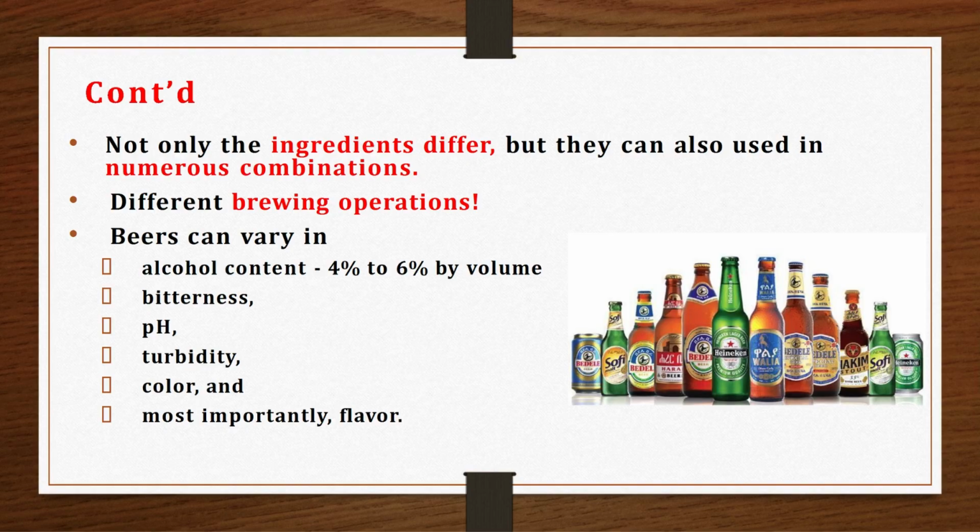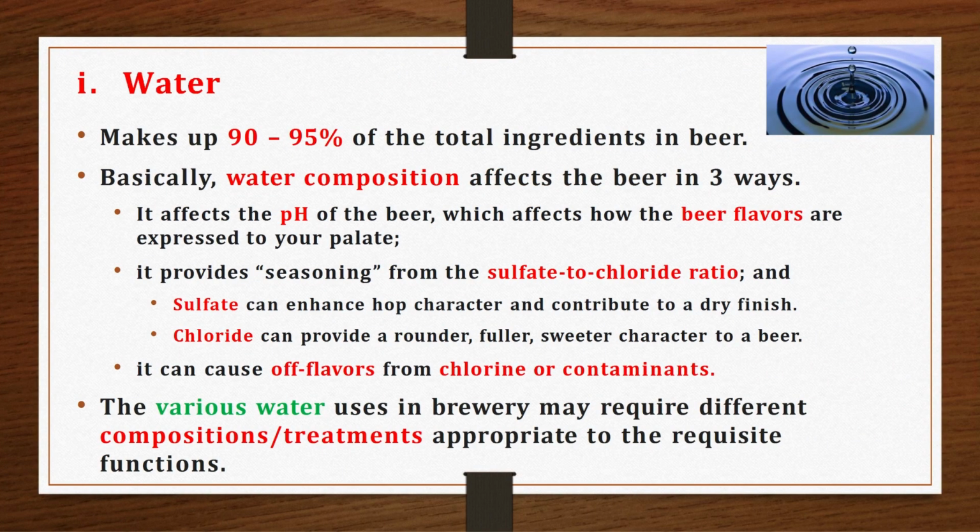Let's continue on this topic. Not only do the ingredients differ, but they can also be used in numerous combinations with different brewing operations. This is why beers can vary so much. They can differ in alcohol content, typically from 4% to 6% by volume, bitterness, pH, turbidity, color, and most importantly, flavor. Now let's understand these ingredients more clearly, starting with water.